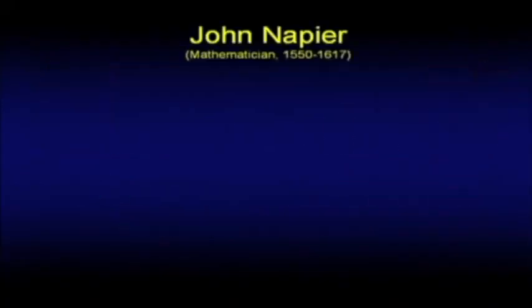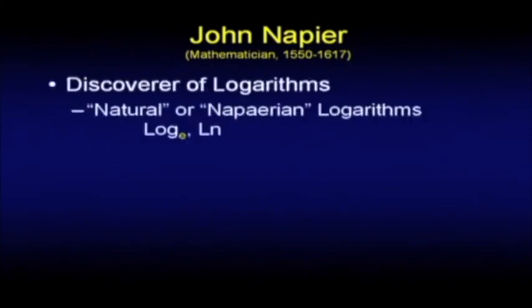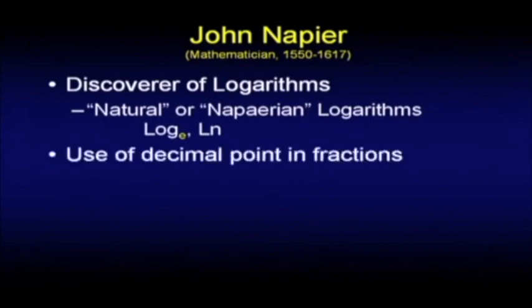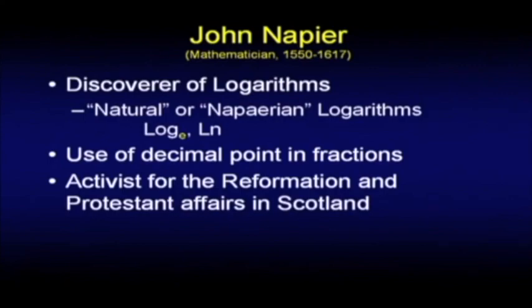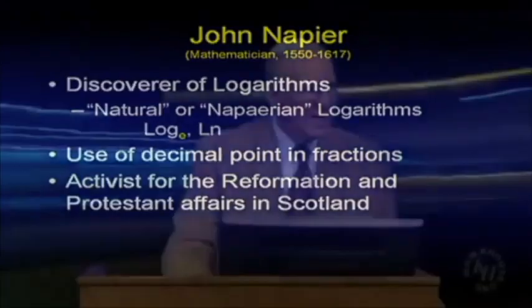Now, there's a guy by the name of John Napier. He's a mathematician in the 16th century. He's the discoverer of logarithms, and there's a certain kind of logarithm that has properties that cause it to show up everywhere in mathematics, so they call it a natural logarithm, or some people in his honor call it Naperian logarithms after John Napier. And he also was the one that promoted the use of decimal point and fractions. He happens to be an activist for the Reformation in the Protestant affairs of Scotland. Incidentally, that's a small footnote in some of the scientific texts, but I thought it'd be interesting to include here.